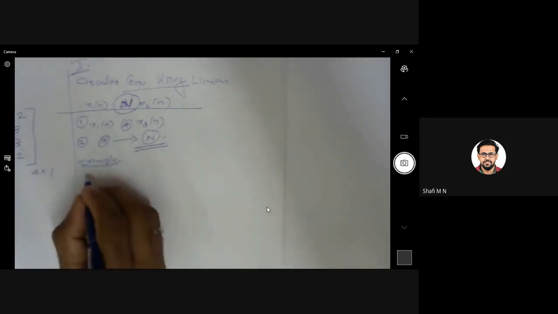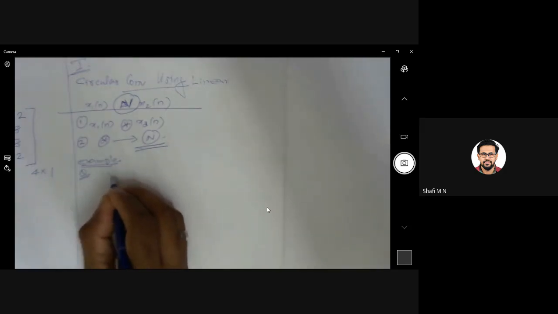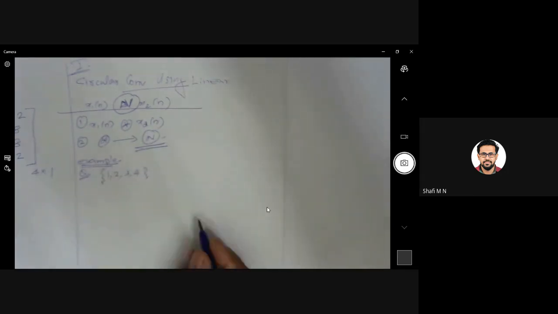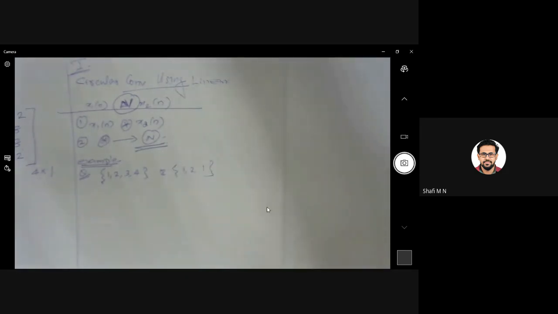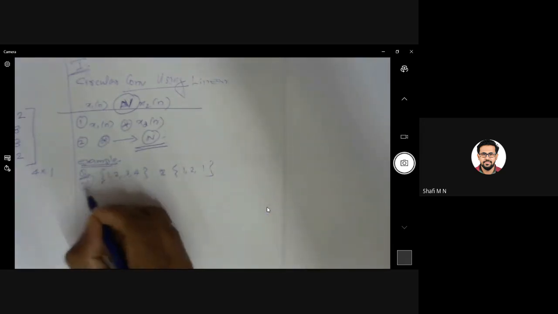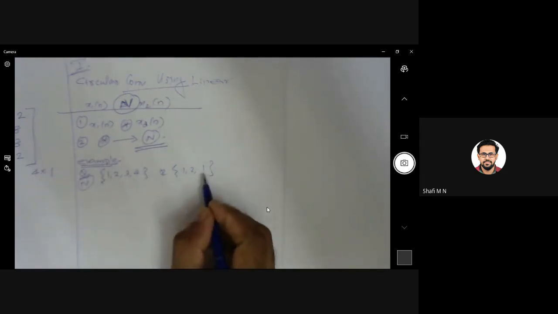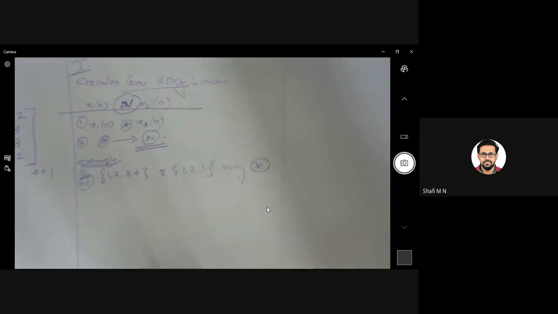The question is, you have to find the circular convolution of x1 of n equal to 1, 2, 3, 4, and x2 of n equal to 1, 2, 1 using linear convolution. This is the question.